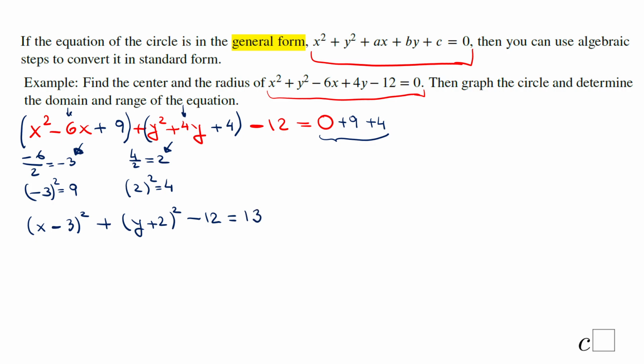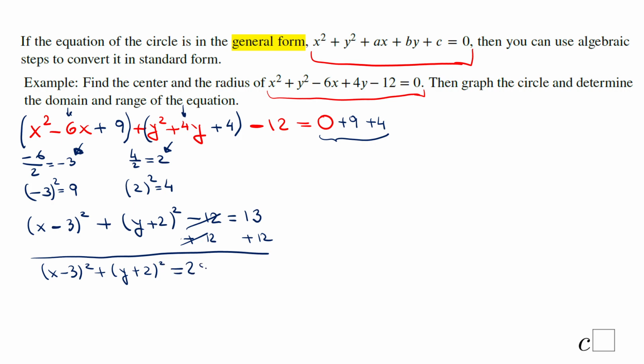One more step to get the standard form, right, is to add 12. So we cancel these negative 12, that is we add 12, and we have x minus 3 squared plus y plus 2 squared equals 25. Well, I'm going to move a little bit faster here.